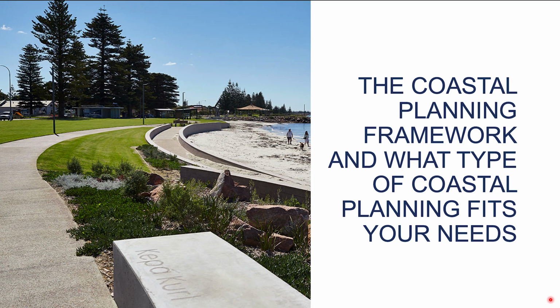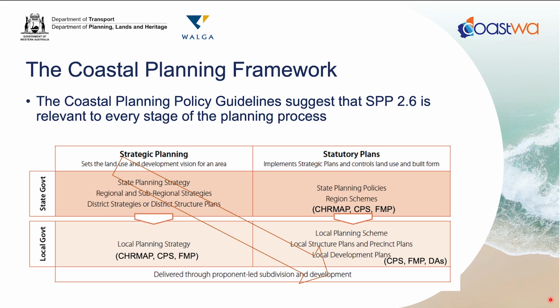Okay, so coastal planning framework and what type of coastal planning fits your needs. This diagram again, just talking through the level of detail which is required. The closer you get to, say, the requirement for development application on individual lots, the greater the level of detail that you will need. So the Coastal Planning Policy Guidelines suggest that SPP 2.6 is relevant to every stage of the planning process, again, just increasing levels of detail.